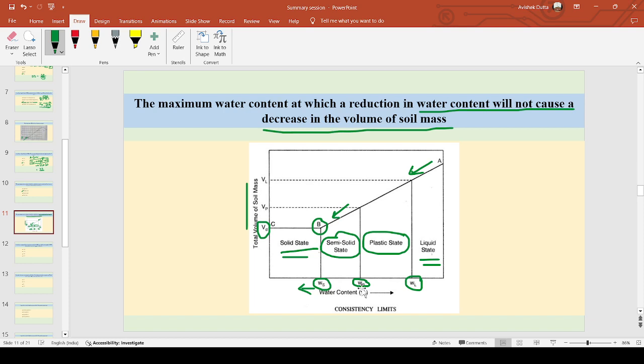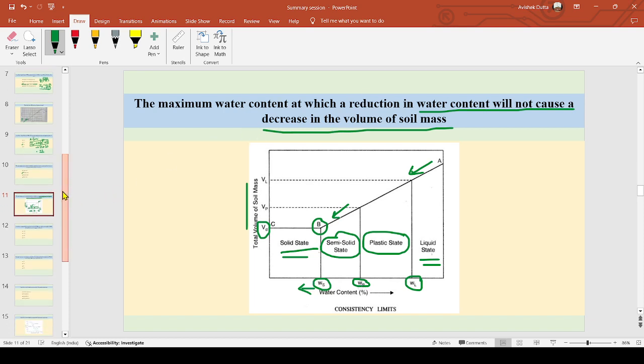And below the shrinkage limit, there is no change in volume upon the reduction in moisture content, and the soil is in solid state. It is not deformable anymore because the volume is constant. I hope it is clear. I'll go to the next question.